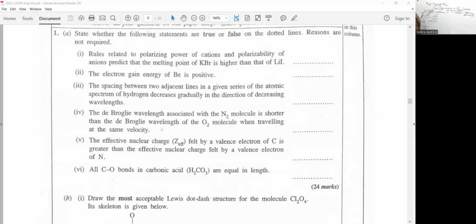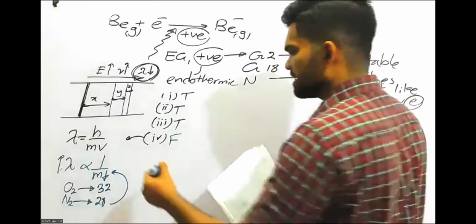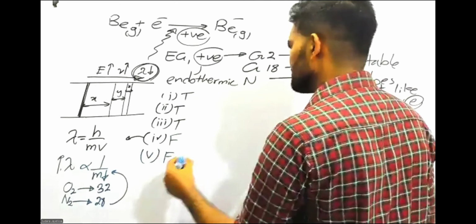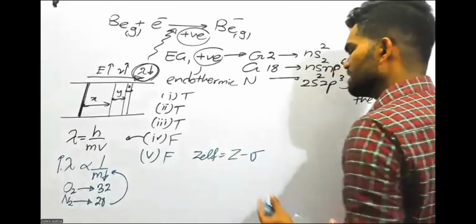Effective nuclear charge felt by the valence electron of carbon is greater than the effective nuclear charge felt by a valence electron of nitrogen. So what will happen to our effective nuclear charge? It is increasing across the period because as the number of protons increase, nuclear charge increases. Understand? So now it is telling carbon is having a greater value. So it is wrong. Why? Because ZEFF is equal to nuclear charge minus shielding effect.